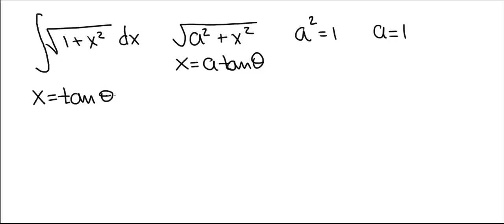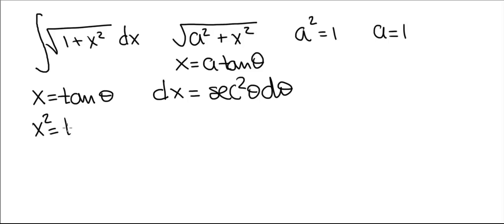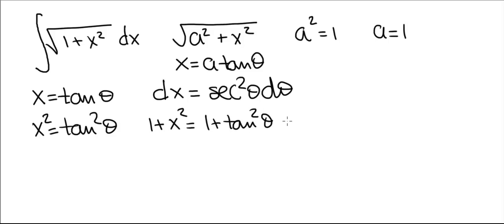Now from here, you need to take the following steps. First, differentiate the left-hand side, that's dx, as well as the right, that becomes secant squared theta d theta. And then replicate what's inside the radical. Inside the radical we have 1 plus x squared. x is tangent theta, so we'll square both sides. x squared becomes tangent squared theta. Add 1 to both sides. 1 plus x squared equals 1 plus tangent squared theta, which, by using a trig identity, is equal to secant squared theta.